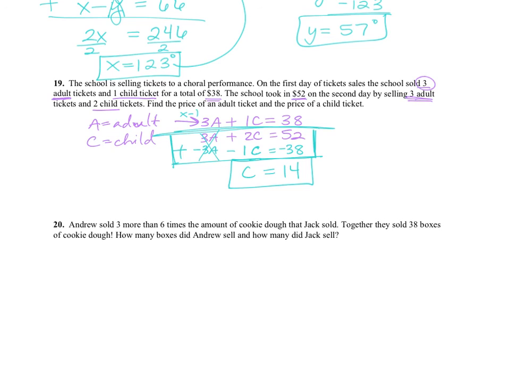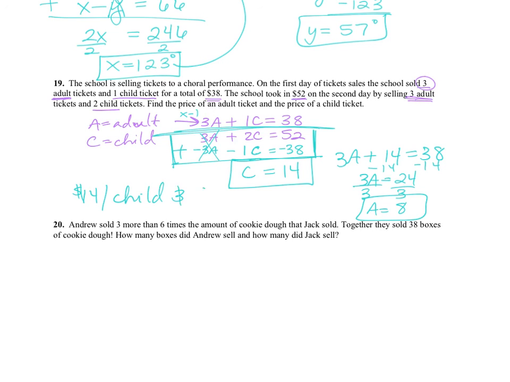And then if we plug it back into our original, so 3a plus 1c, which is 14, equals 38. So 3a is going to equal, take away 14 here, 24, divide by 3. So a is going to be 8. This is so backwards. It's never more expensive for a child than an adult. So we would say it's $14 per child and $8 per adult.